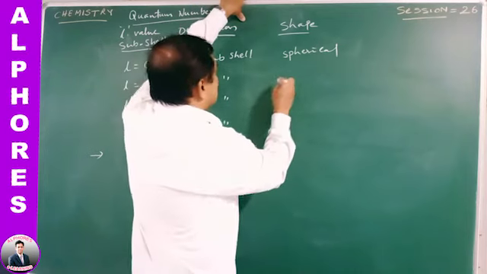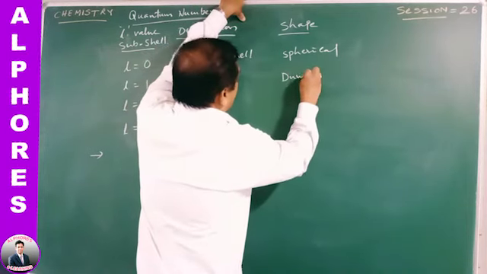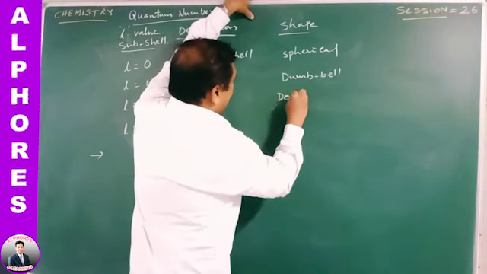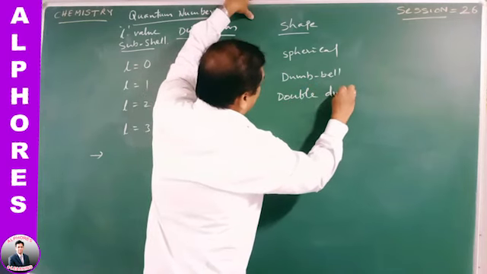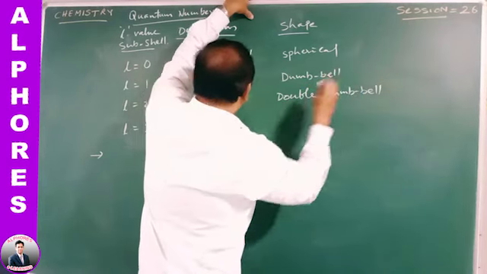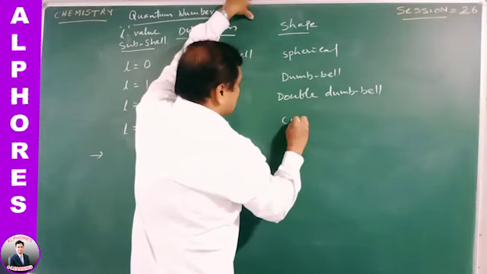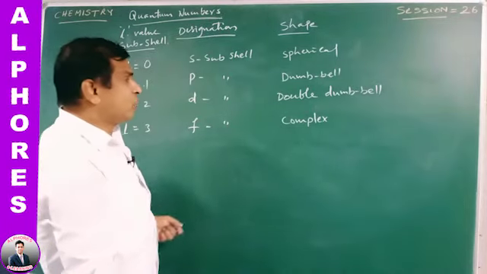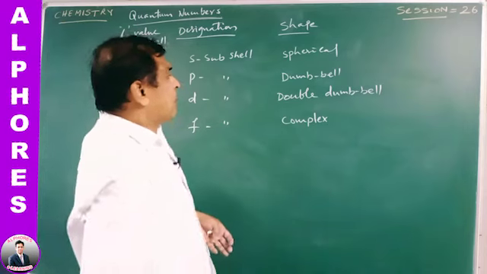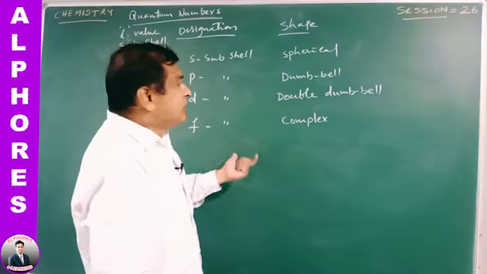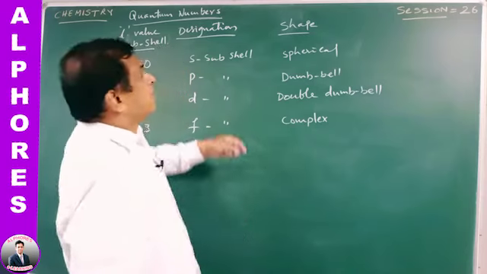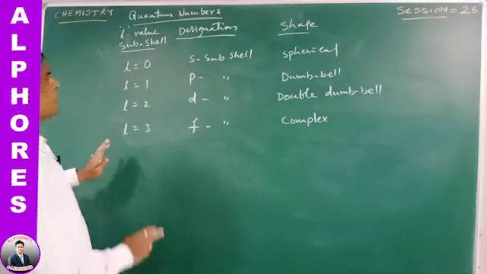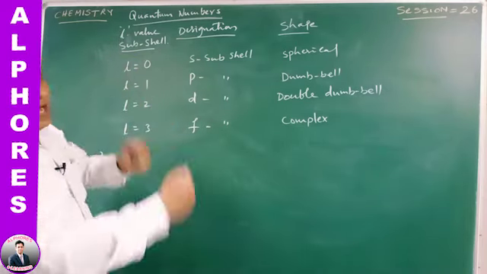is always dumbbell shaped, and the D subshell is double dumbbell. The F orbital is always a complex structure. In some other reference books it is given as 4-fold dumbbell, you can also note that, but it is a complex structure. We cannot draw the 3-dimensional diagrams on the board. So it is spherical, dumbbell, double dumbbell, and complex structure. This is the outline information available from the azimuthal quantum number.